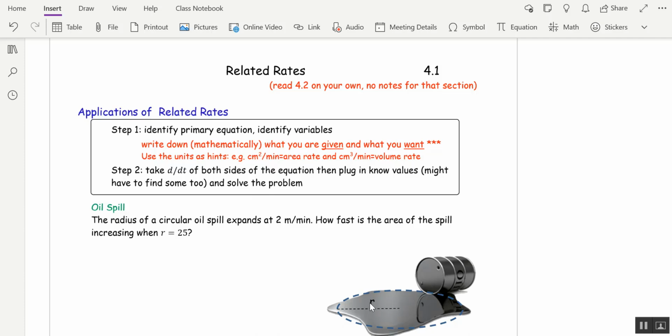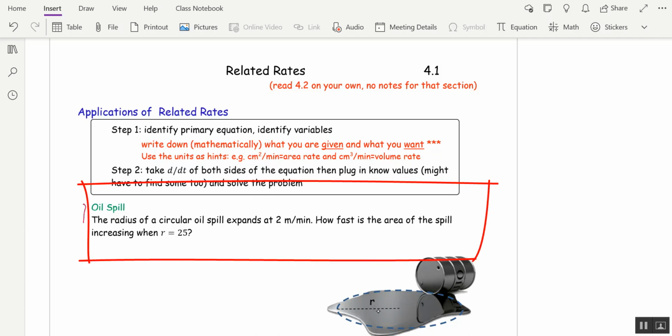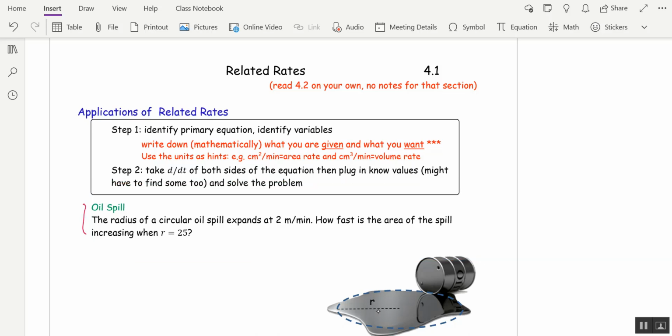To related rates. Take a look at this example here. We've got the radius of a circular oil spill and it's expanding, and we want to know how fast the area of the spill is increasing. So we're relating two rates, the rate of change of area and the rate of change of the radius. Now let's go through the solution by using these steps.